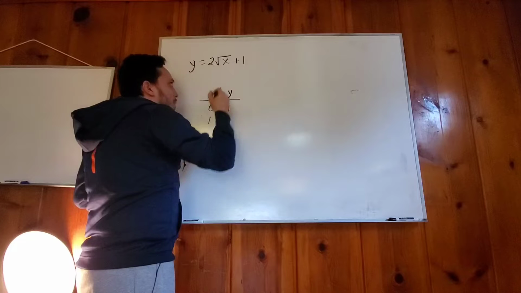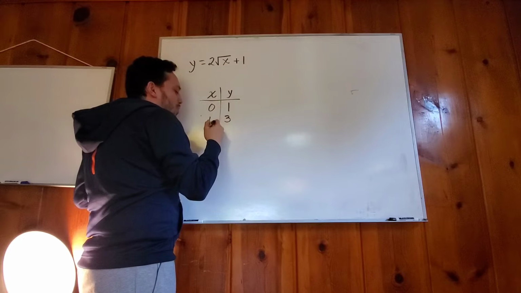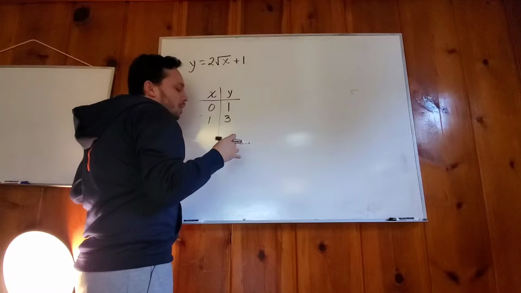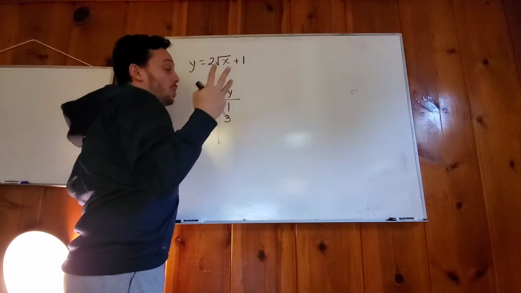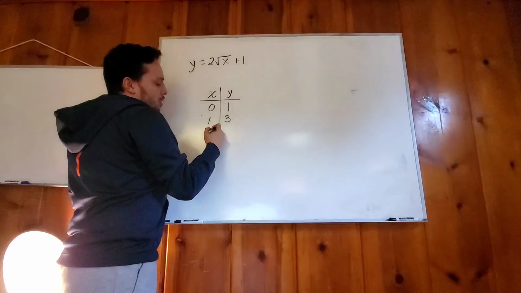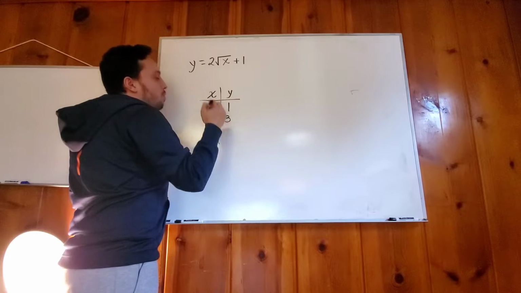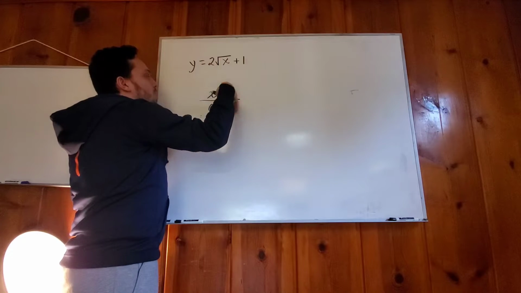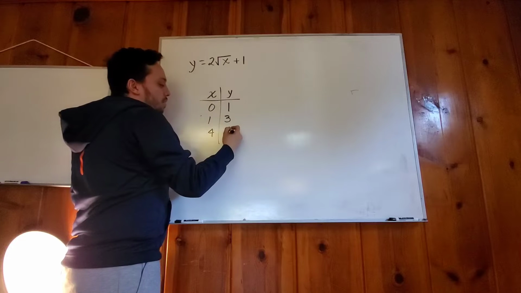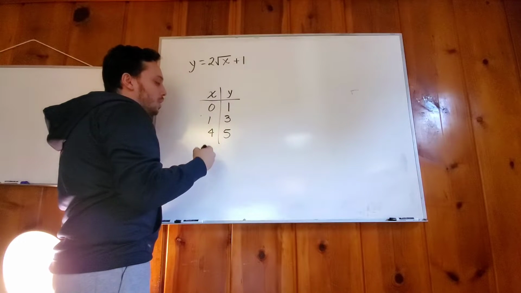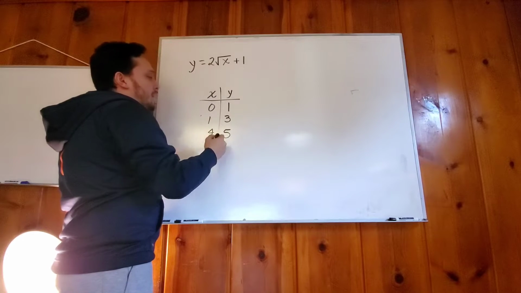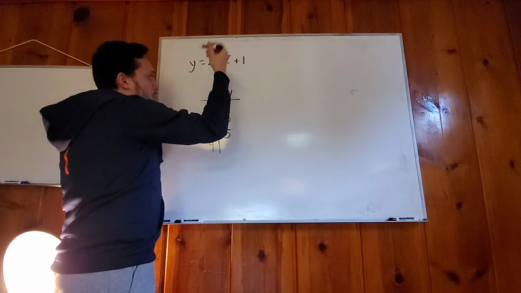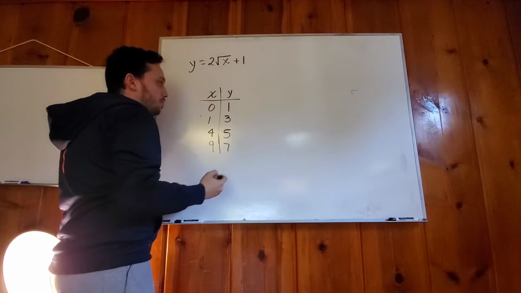What about 2 and 3? We could use them, but they're pretty hard numbers because we don't know what the square root of 2 or 3 are. So we're going to use the square root of 4. The square root of 4 is 2. 2 times 2 is 4, plus 1 is 5. Look at that, we have 3 points. We could go again with something like 9. The square root of 9 is 3. 2 times 3 is 6, plus 1 is 7.